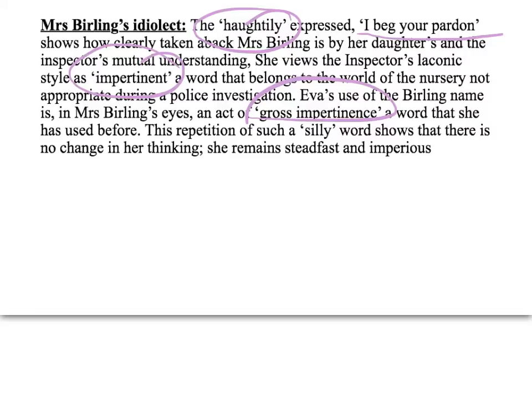And Sheila says that the word impertinence is a silly word, and it is, because it's a word that belongs to a different time. It's a word that belongs to an old-fashioned view of life. And Sheila understands that it has no time or place in what the inspector is trying to do, which is try to bring progressive understanding into this household.